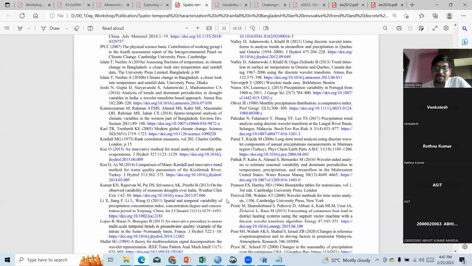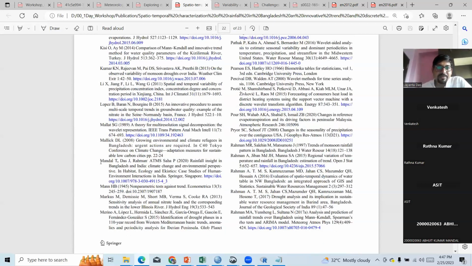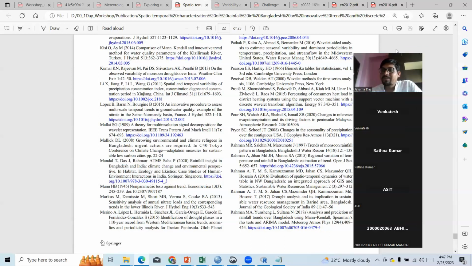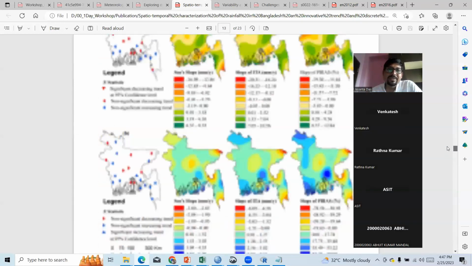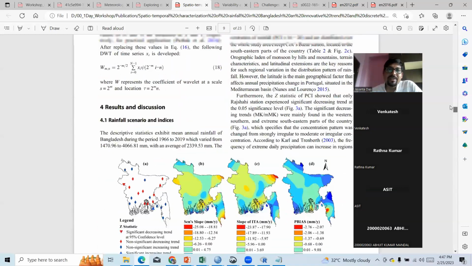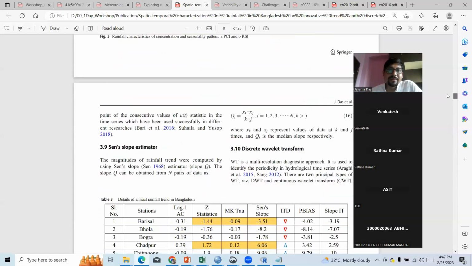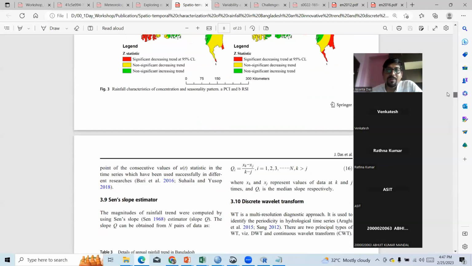We have published it in a book series. This paper: Rainfall insight in Bangladesh and India, Climate change and environmental perspective. So this is called percent bias. A new technique proposed in 2020. You can use it. You can also modify it.